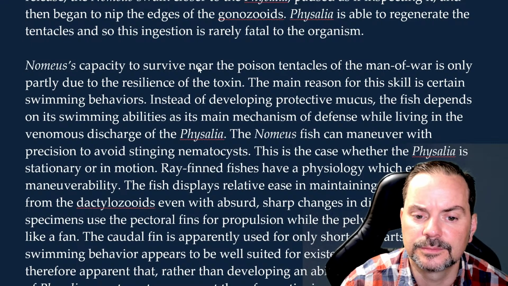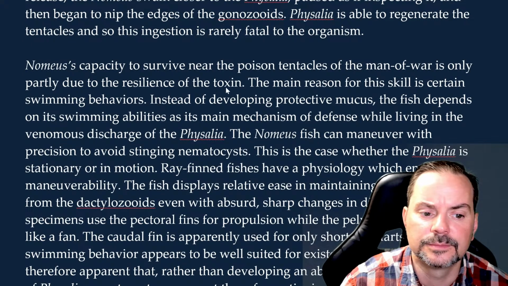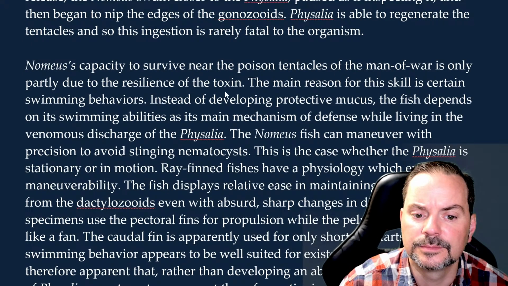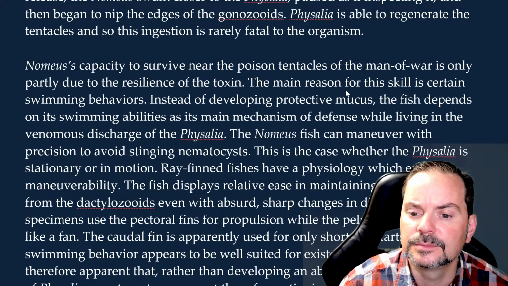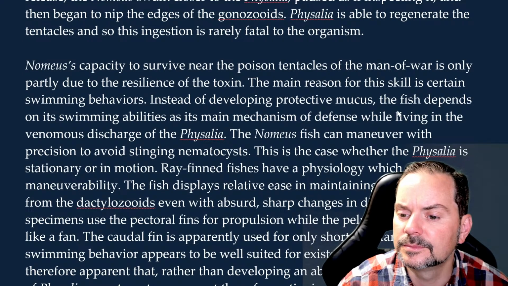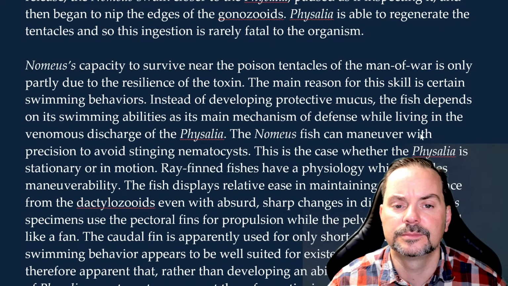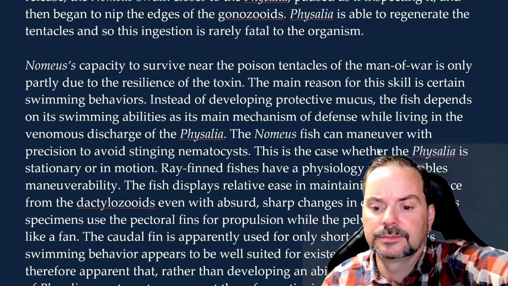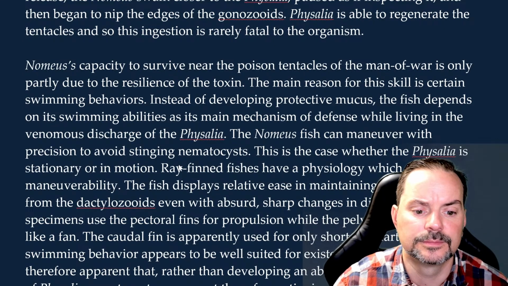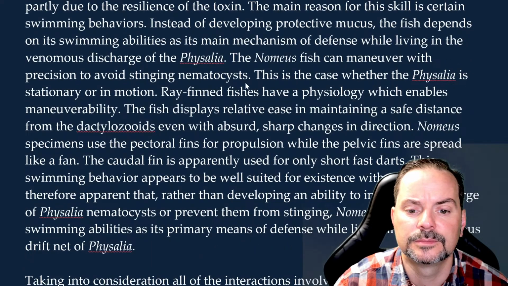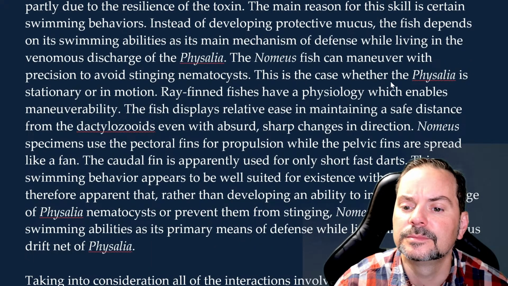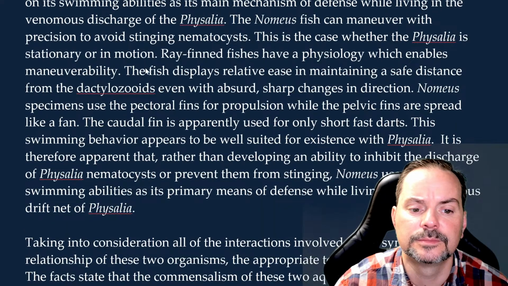Nomius's capacity to survive near the poisoned tentacles of the man-of-war is only partly due to the resilience of the toxin. The main reason for this skill is certain swimming behaviours. Instead of developing protective mucus, the fish depends on its swimming abilities as its main mechanism of defence, while living in the venomous discharge of the Physalia. The Nomius fish can manoeuvre with precision to avoid stinging nematocysts. This is the case whether the Physalia is stationary or in motion.